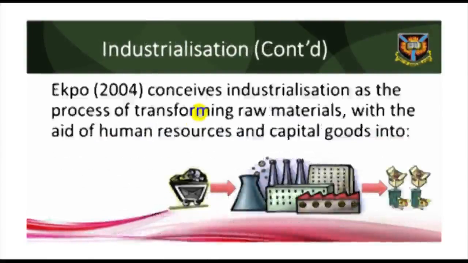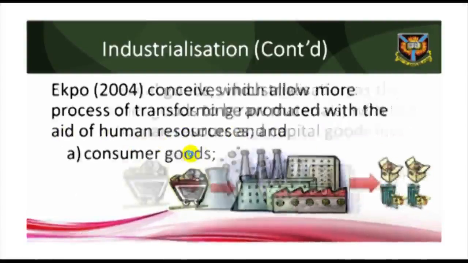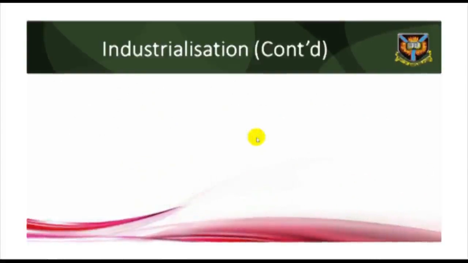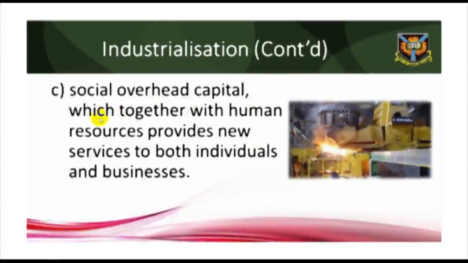ECO203SS4 conceives industrialization as a process of transforming raw materials with the aid of human resources and capital goods into: A. Consumer goods, B. New capital goods, which allow more consumer goods to be produced with the same human resources, and C. Social overhead capital, which together with human resources provides new services to both individuals and businesses.